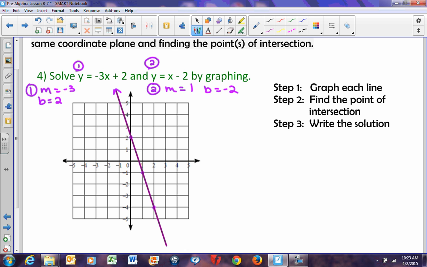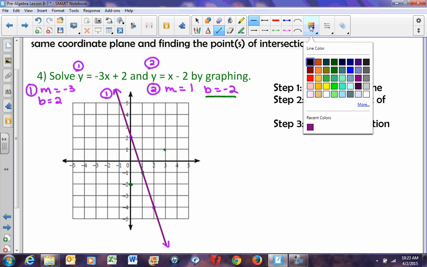I'm going to label it, and because I labeled these 1 and 2, I can label this 1 and 2, which makes it so much easier. I can find my equation very quickly. In equation 2, I'm going to do equation 2 in green just because I can. In equation 2, my y-intercept is at -2, so I'm going to plot -2. My slope is 1, so it's up 1 over 1, up 1 over 1, up 1 over 1. I'm going to graph this line.